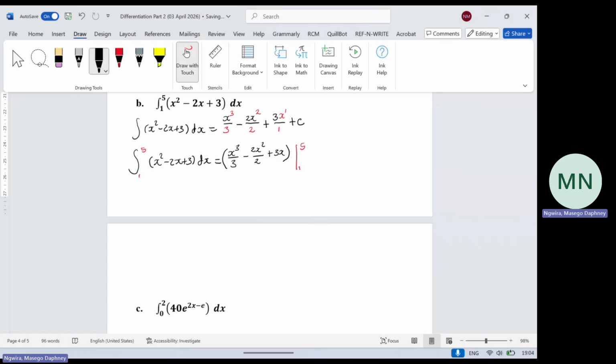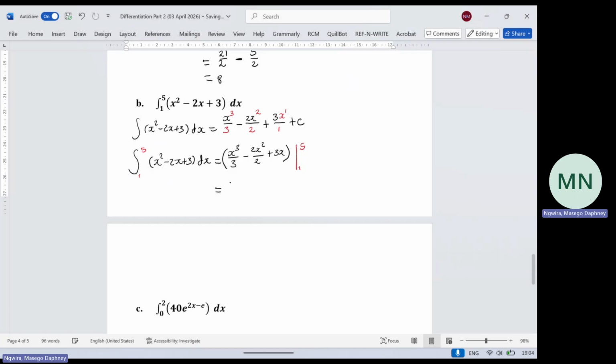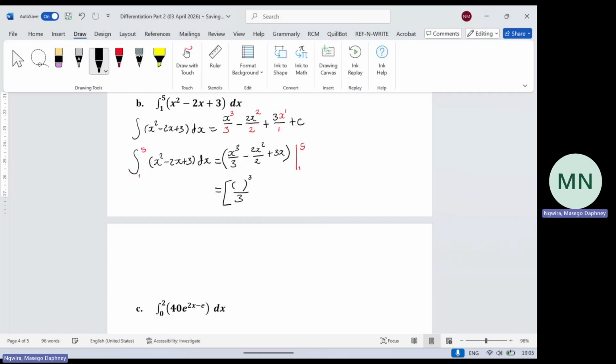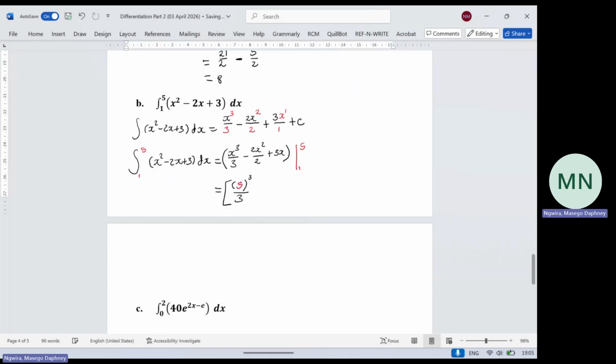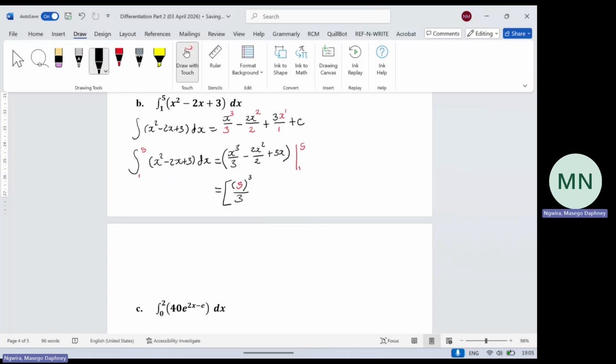Now we substitute. Remember, the c's are going to cancel, so there's no need to write this. I'm going to use the square brackets. So it's going to be 5 to the power of 3, wherever I see x, I put 5 first. You always start with the bigger value, in case you're wondering. So this will be 5, then minus.